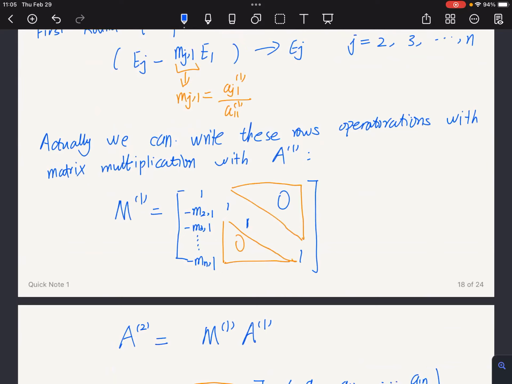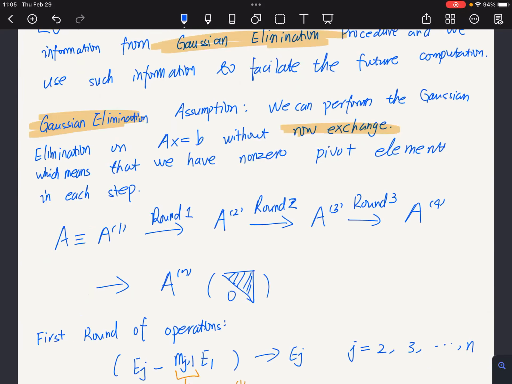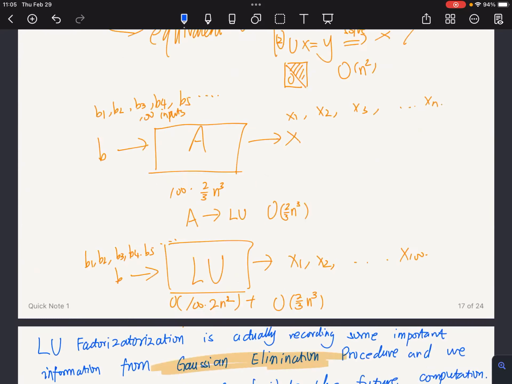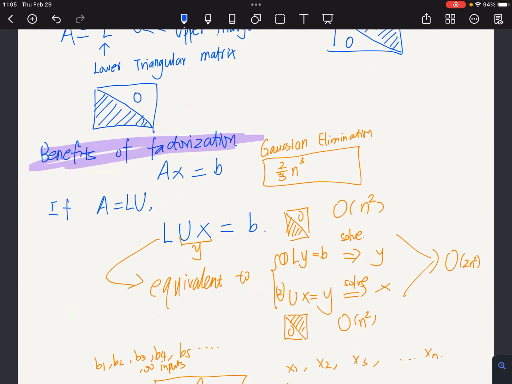I briefly mentioned that Gaussian elimination requires 2/3 n cubed operations. And if you have an LU factorization, then we can use the forward and backward substitution procedures to solve the linear system, and the total computational cost is just 2n squared. I haven't mentioned the details, so I should mention some more details here.